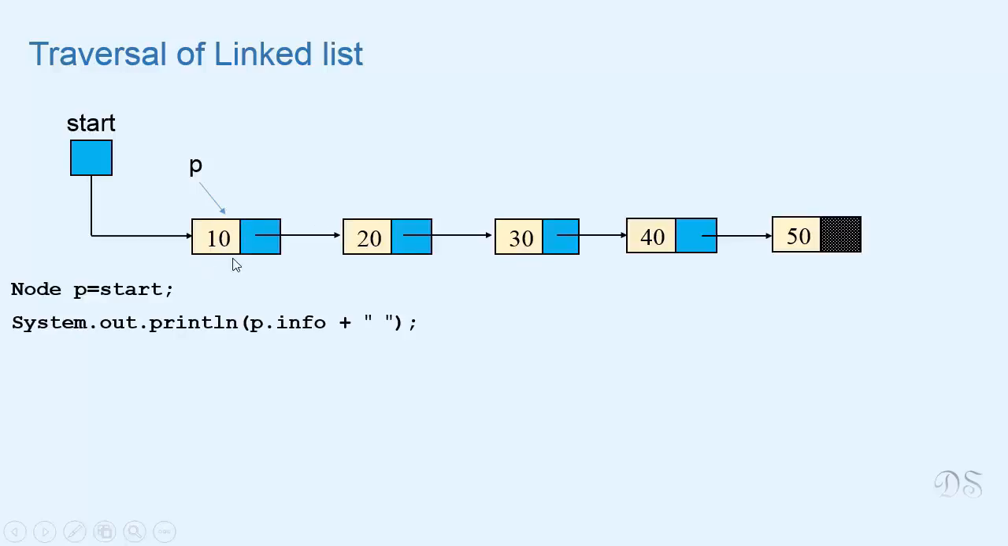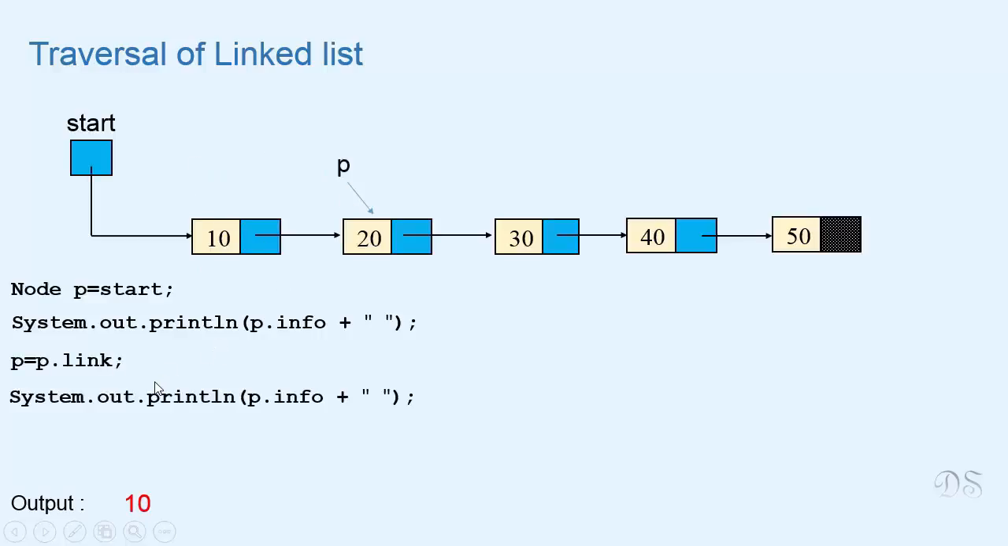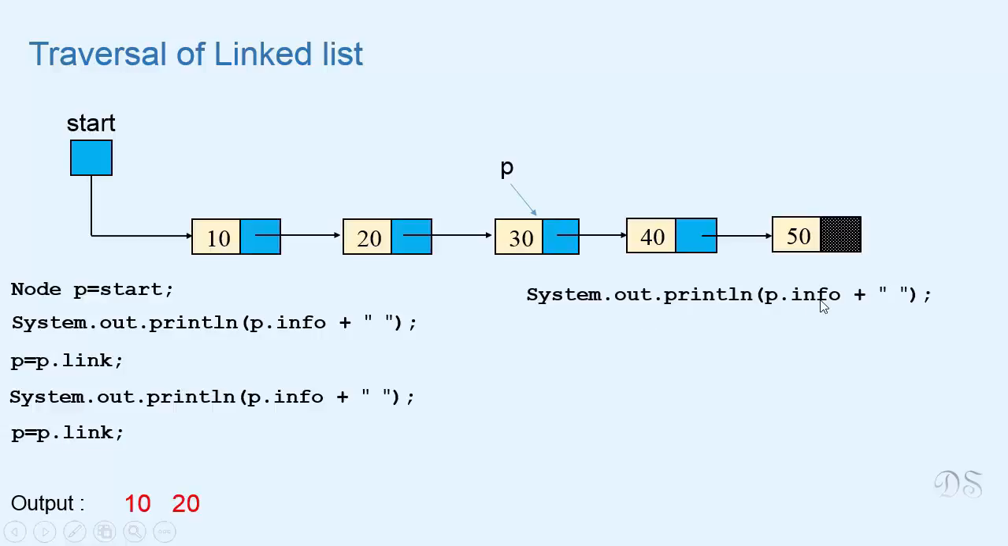P refers to this node, so P info is 10, so 10 is printed. We write P equal to P link, so P now refers to this node. Now P info is 20, so 20 is printed. Again we write P equal to P link. So P now refers to this node. And now P info is 30.